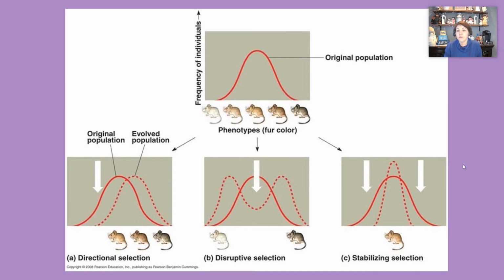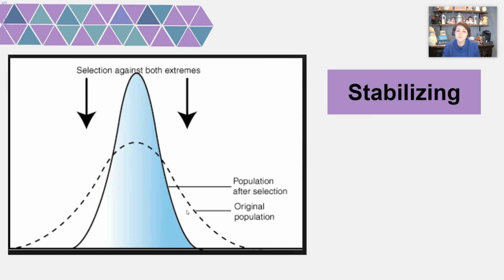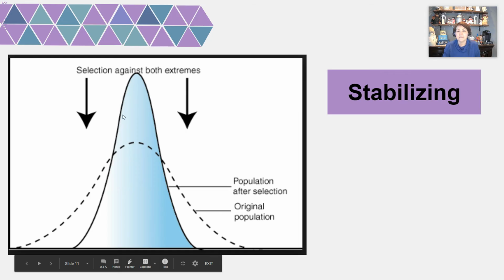So for each of the following graphs, I want you to answer in Ed Puzzle what type of selection is being displayed, and then I'll go over the answer. So answer this one now. If you came up with stabilizing, you're correct because the average is best and it is increasing. The average is selected for.